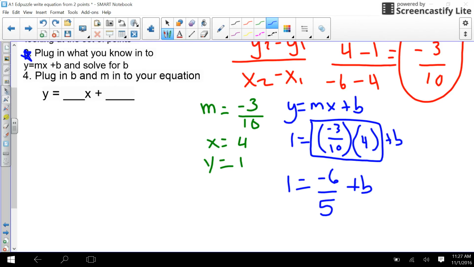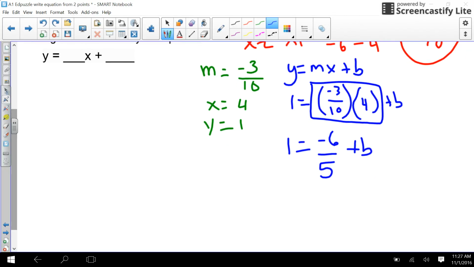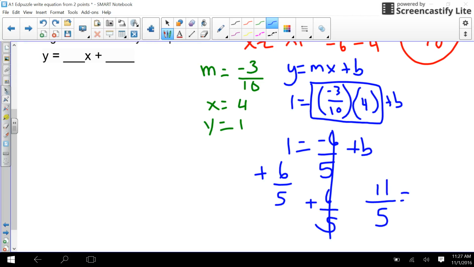Okay, now I need to solve for b. So I'm going to add 6 over 5, add 6 over 5, which gives me 11 over 5. So then I'm left with 11 over 5 equals b.